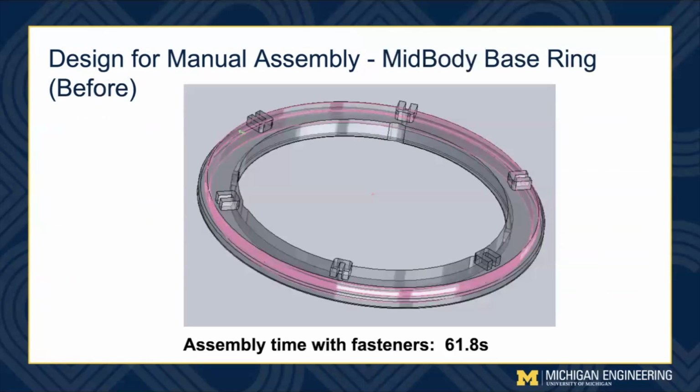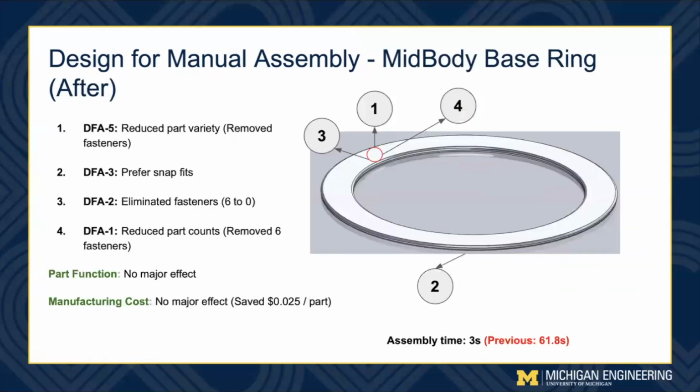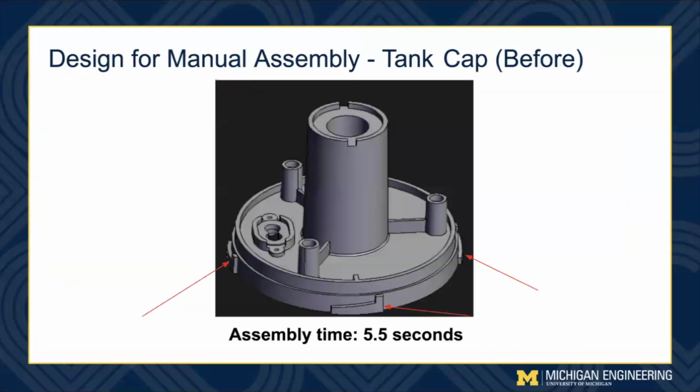Starting with the mid-body base ring, the original design took 61.8 seconds to attach the rest of the assembly. We improved the design for manual assembly by reducing part variety, preferring snap fits, eliminating fasteners, and reducing part counts. This redesign had no major effect on the part function, and no major effect on the manufacturing cost. It saved us $0.025 per part, and we were able to reduce the assembly time to 3 seconds from 61.8 seconds.